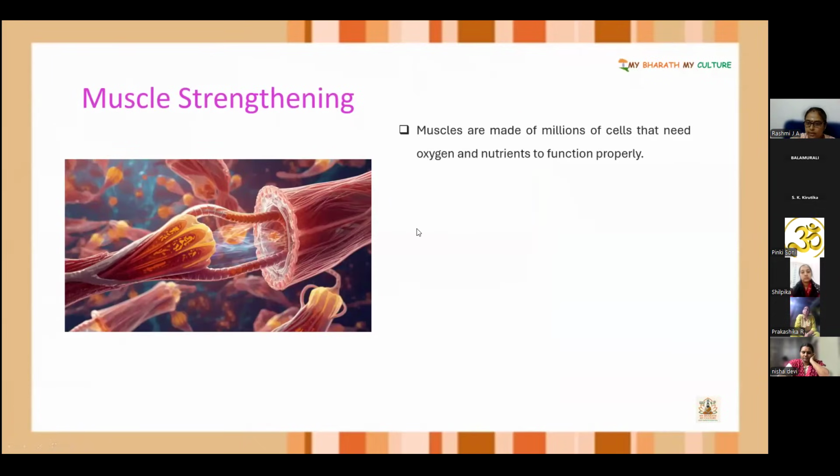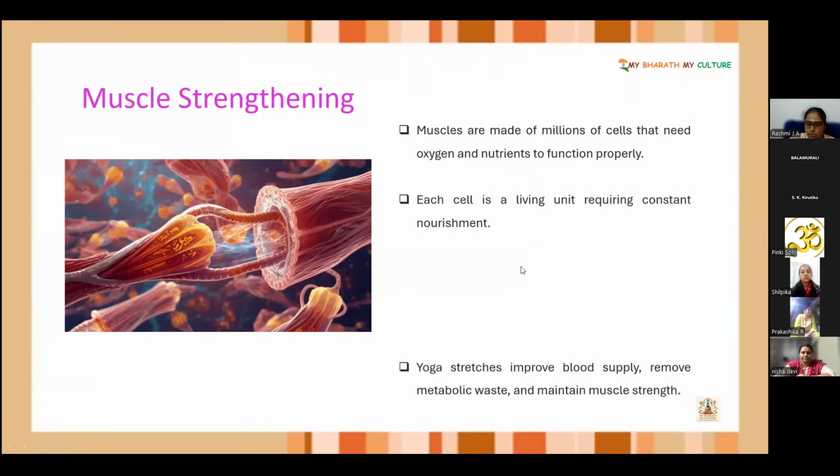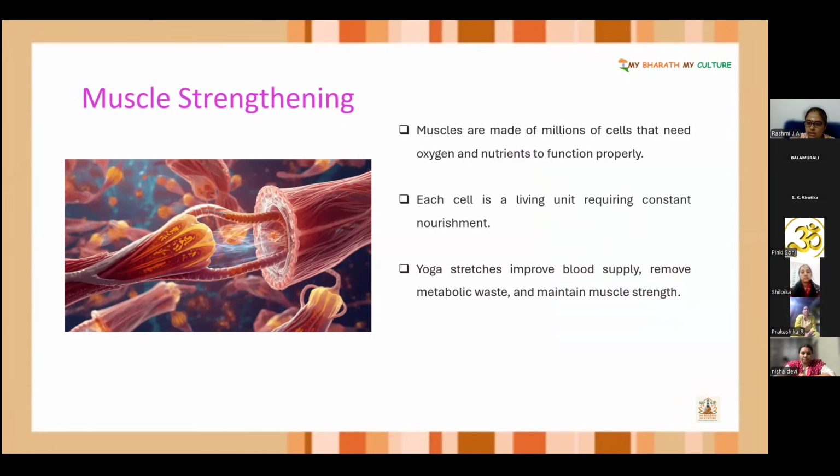Now muscle strengthening. Muscles are made up of millions of cells that need oxygen and nutrients to function properly. Each cell is a living unit requiring constant nourishment. Then yoga stretches improve blood supply, remove metabolic waste, and maintain muscle strength.